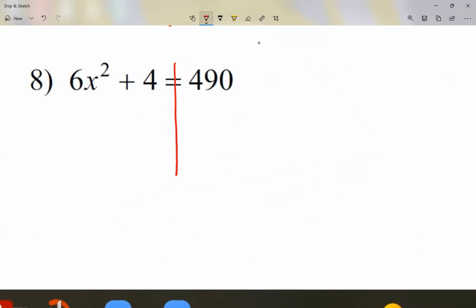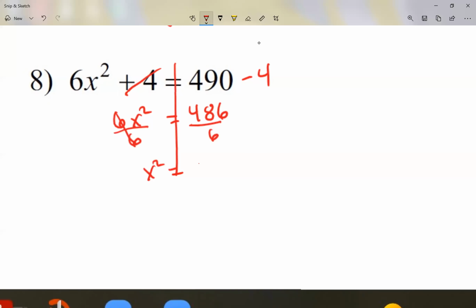Separate them through the equal sign. My plus 4, let me move this as a minus 4. So I have 6x squared is equal to 486, right? 490 minus 4 is 486. Now to get the x squared by itself, let me divide both sides by 6. So I get that x squared is equal to 81. 486 divided by 6 is 81.